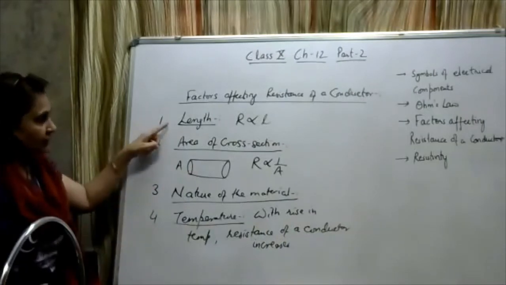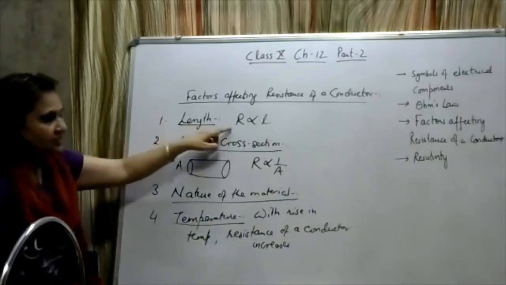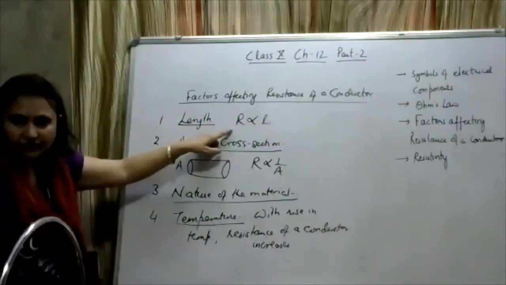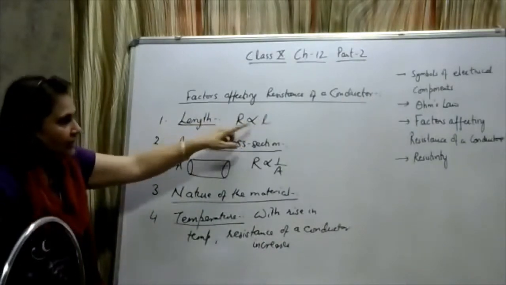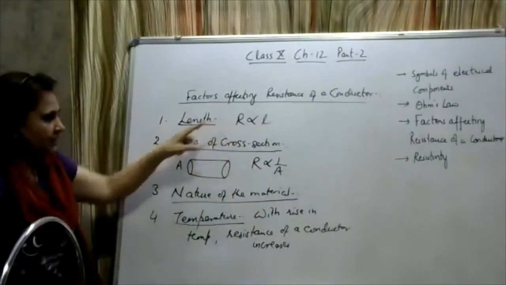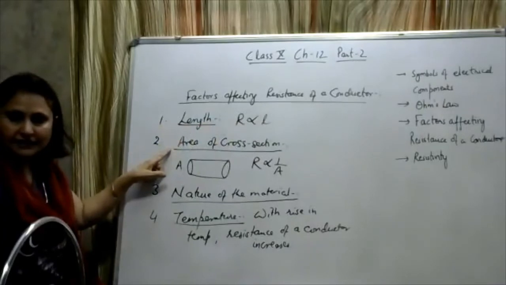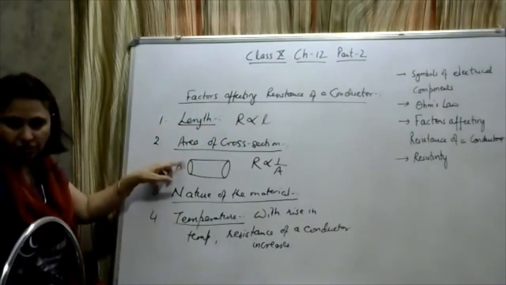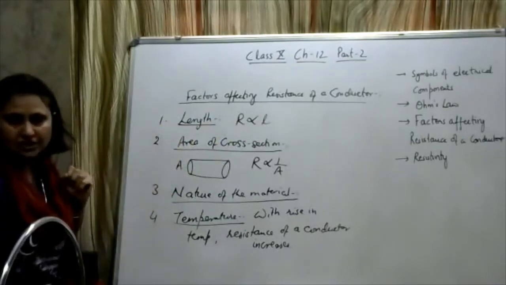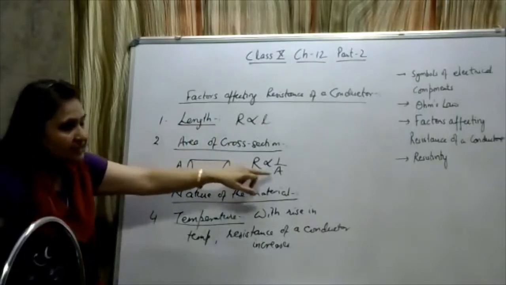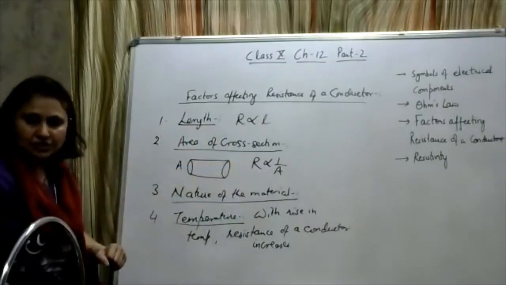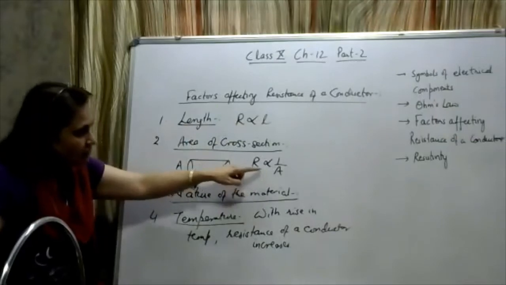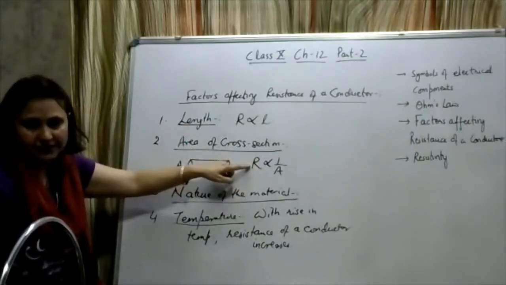The first one is the length. Resistance is directly proportional to the length of the conductor. The more the length of the conductor, the more its resistance. The second factor is the area of cross section. Resistance is inversely proportional to the cross sectional area. That is, the more the cross sectional area, the less its resistance.